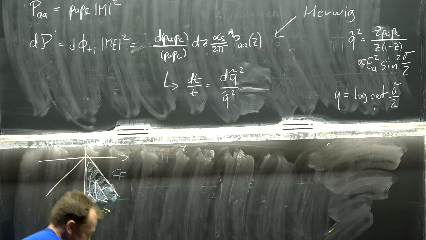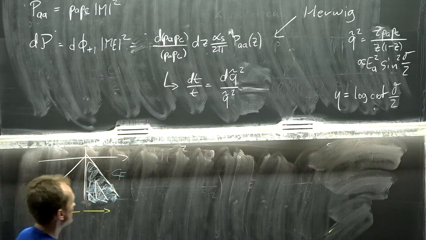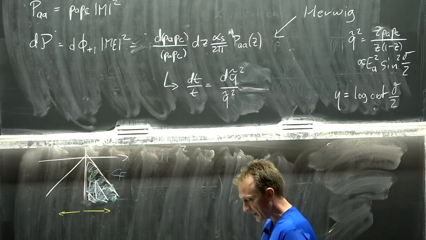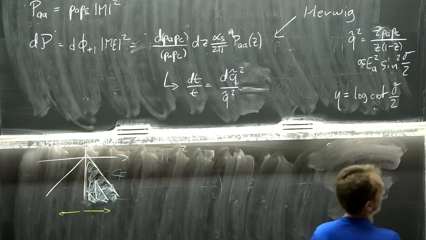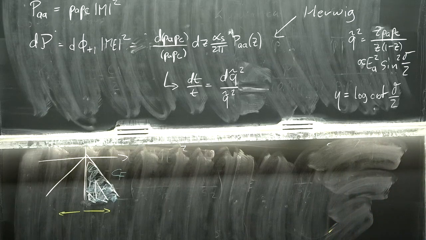Okay, and you can go to the old papers by Brian Webber and Giuseppe Marchesini from the 80s who proved this in a very nice way. Okay. So this is angular ordered parton showers. Now we go to transverse momentum ordered parton showers or dipole showers. In fact, I almost don't need to do this anymore because we did it here.